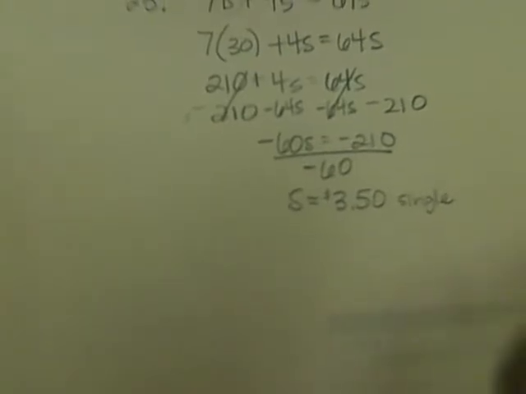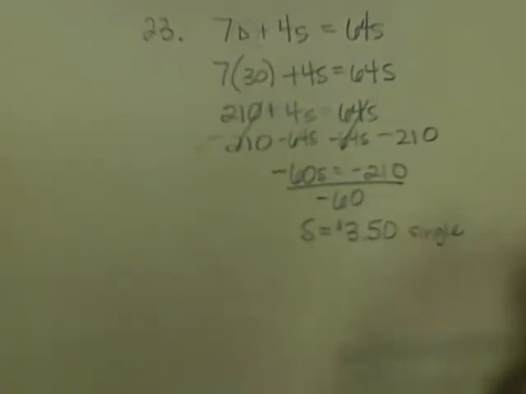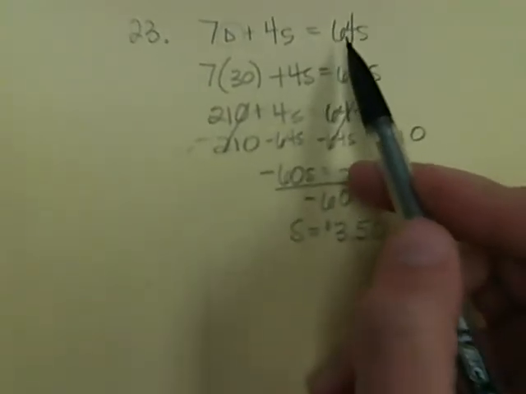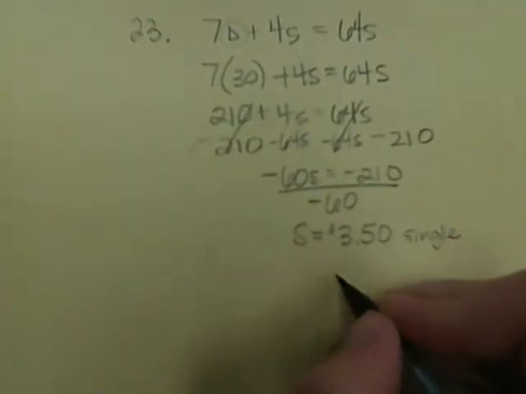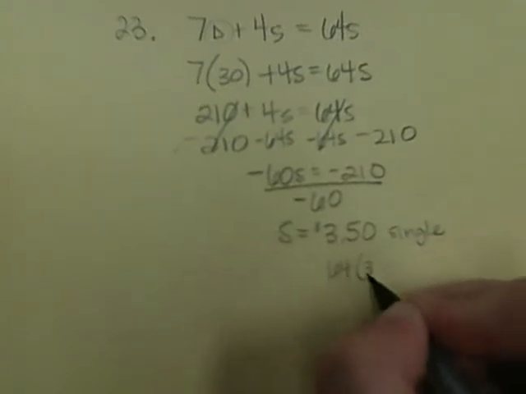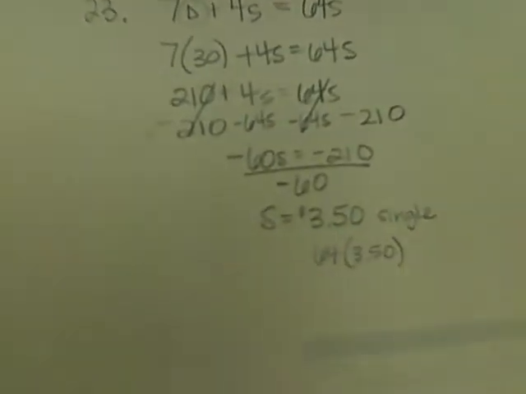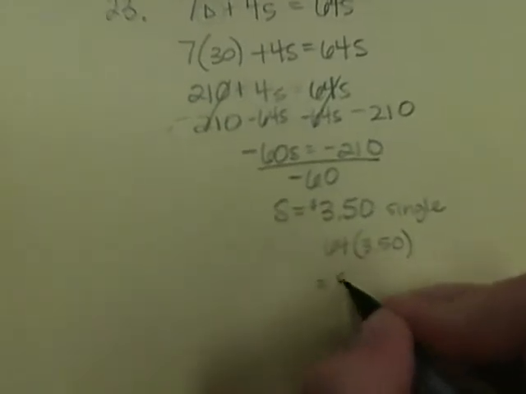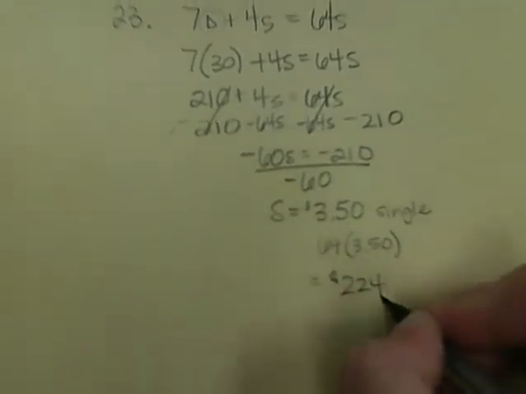And then it also wants to know how much money do you have. Well, remember, it doesn't matter which side you pick because it's equal. The easiest one would probably be to put it into the 64. So if I took that 64 times $3.50, my answer would be I have $224 total.